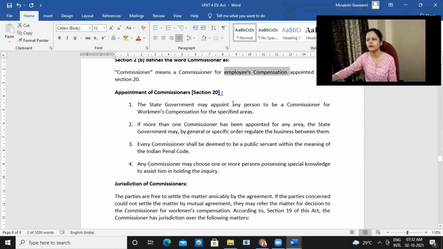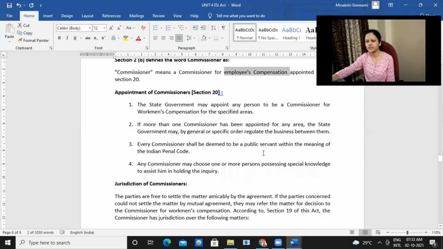If more than one commissioner has been appointed in any specific area, then the state government would also regulate their business. If there are 2 or 3 commissioners, you need to take care of this certain matter or this certain area, you need to look after these certain different matters. Accordingly, powers or functions or their business would also be divided accordingly.